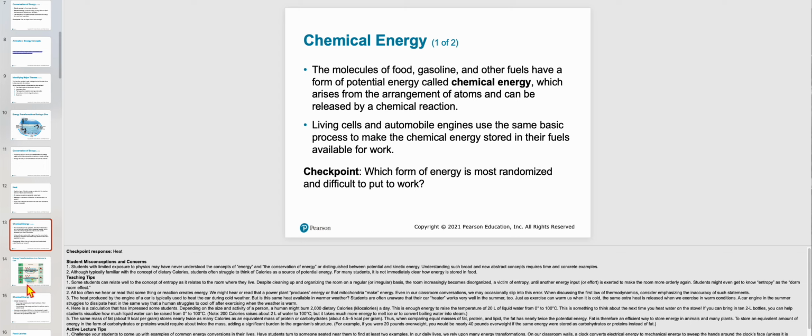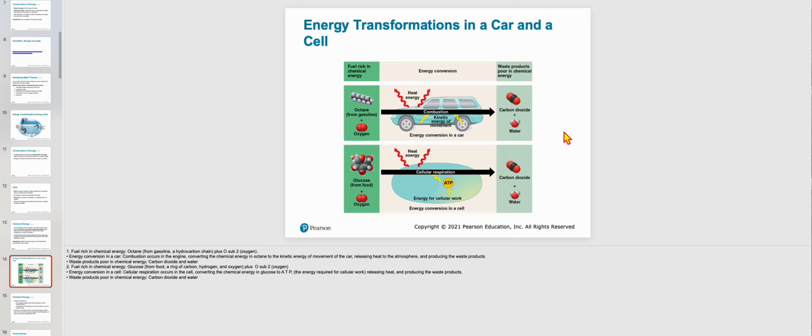The next slide is very important. This is the one that I use a lot in class. So here we have a car example and we have a cell example. In the car example, we have octane, like the gasoline numbers you see at the gas station, the 88, the 90, the 92 on the gas station pumps, right? So on the gas station pumps, you see those numbers. That's octane, and that's gasoline with oxygen. So you're burning it, you're producing combustion, and that's going to produce carbon dioxide and water. And of course, the wasted energy is going to be in the form of heat.